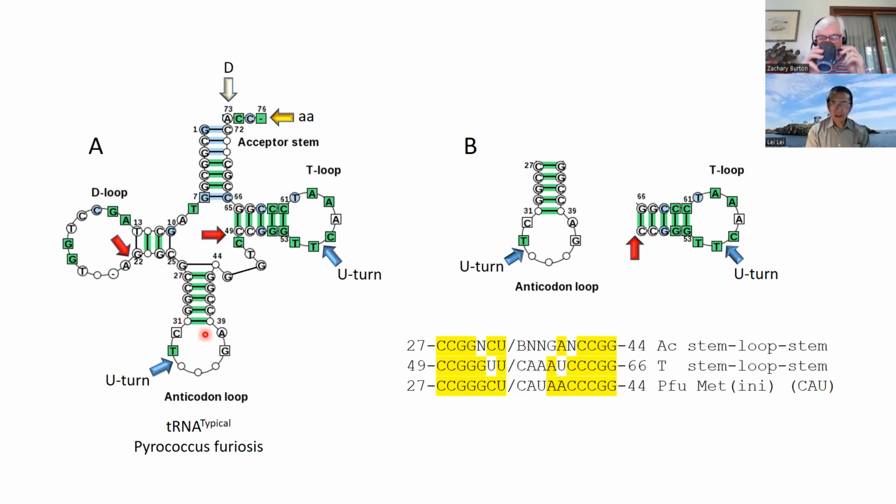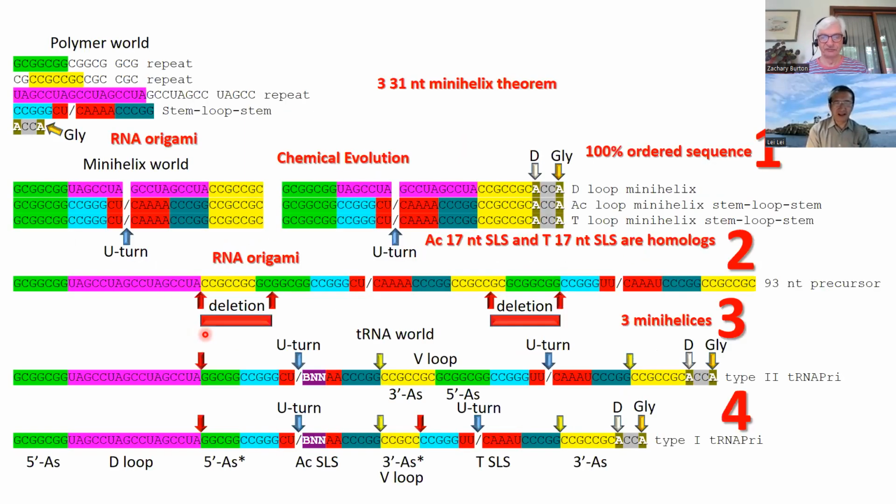Thank you, Zach. So is the 331 nucleotide mini helix model a model or the model for tRNA evolution? Okay, so it's the model. It lasts for all time. So this model will never be overthrown. We consider it a theorem, which is a proven model.